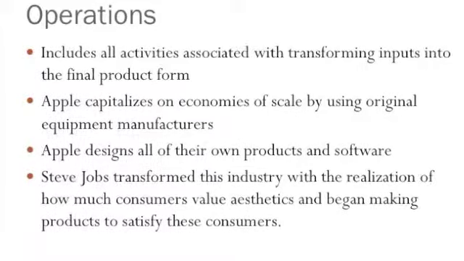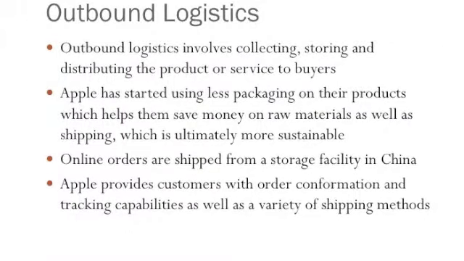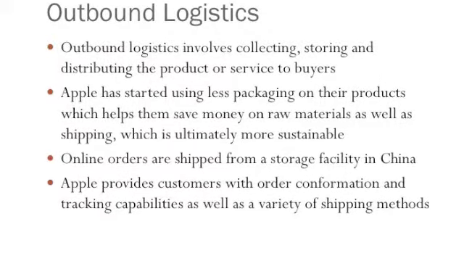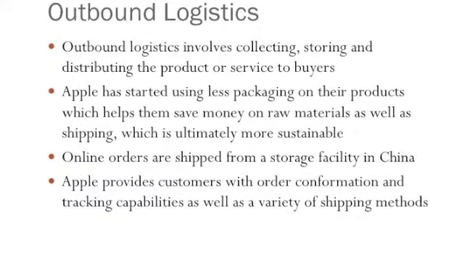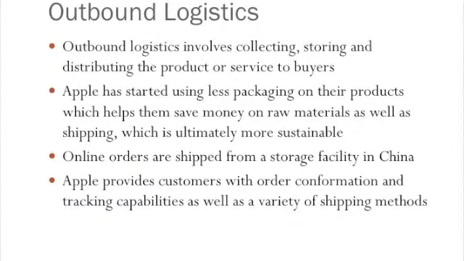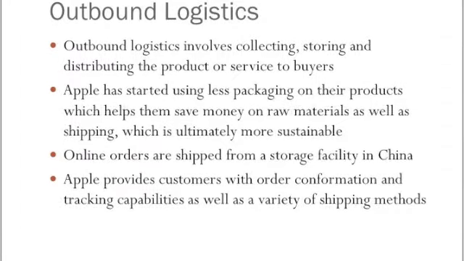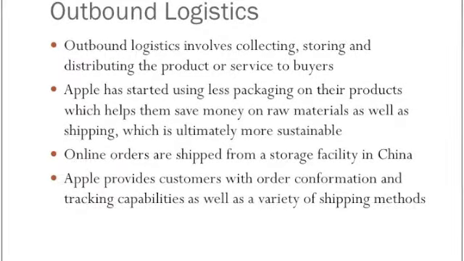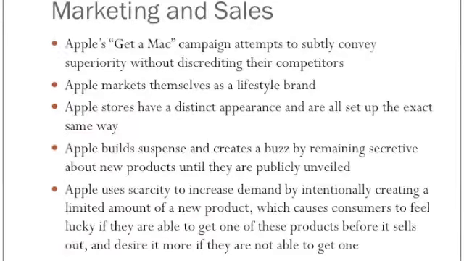Outbound logistics involve collecting, storing, and distributing the product or service to buyers. Apple has started using less packaging on their products, which helps them save money on raw materials as well as on shipping, which is ultimately more sustainable. Online orders are shipped from a storage facility in China. Apple provides customers with order confirmation and tracking capabilities, as well as a variety of shipping methods.